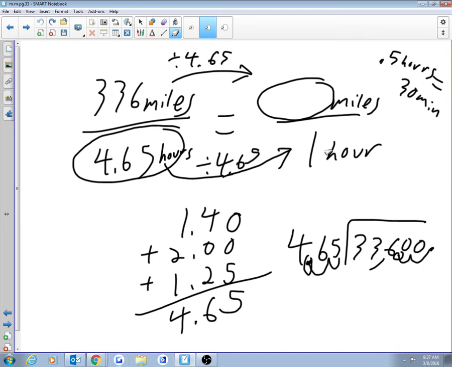We want to know for 1 hour, divide by 4.65. To get to 1, what we do to the bottom, we got to do to the top. 336 divided by 4.65 will give us our miles per hour.